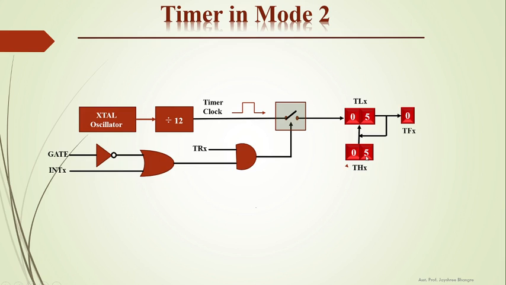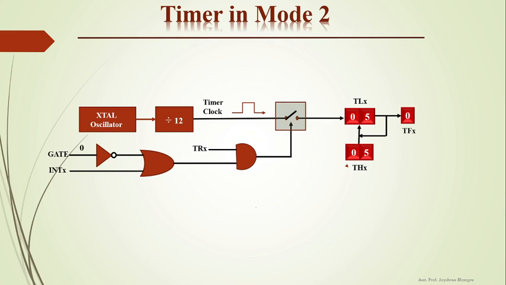So here we are loading the initial count, an 8-bit initial count, in the THX register, and it will be automatically loaded in the TLX register. So here TFX, that is the overflow flag, is used. I have considered that the initial count is equal to 05H that I have loaded into THX, and it will be automatically loaded into the TLX register.